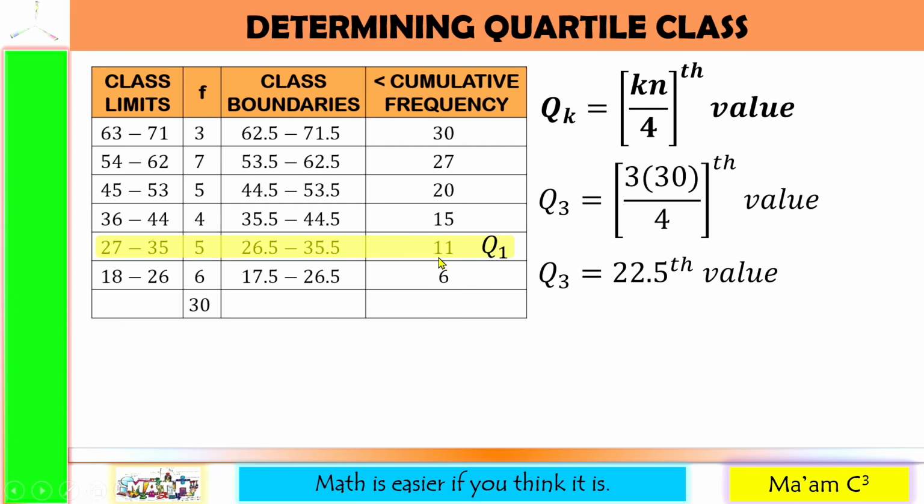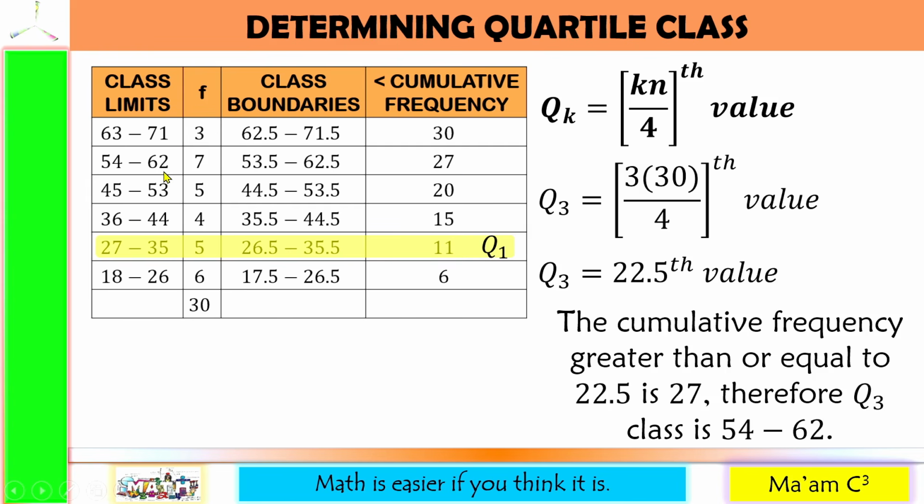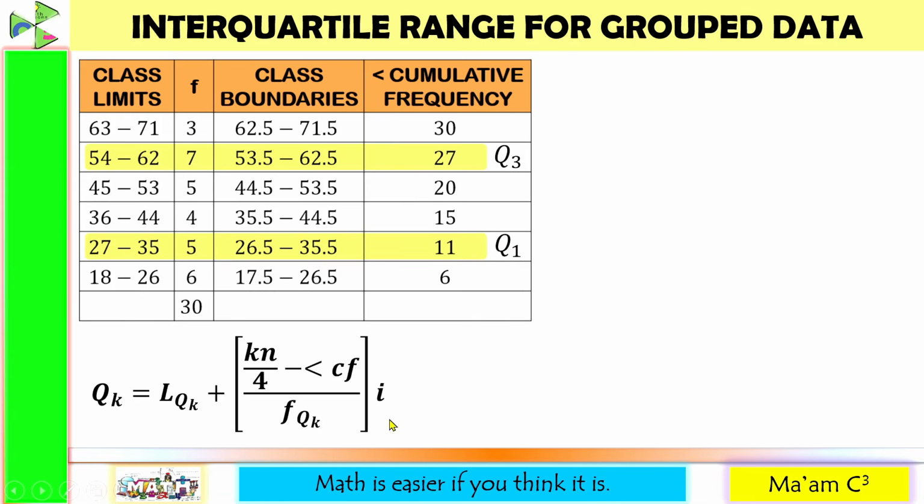There is no 22.5 here, and the first cumulative frequency greater than 22.5 is 27. So the third quartile class is the 54 to 62. This is our third quartile class. Now that we already know the first and third quartile classes, we can now solve for its value. Let us recall the formula. Let us solve first for the first quartile.